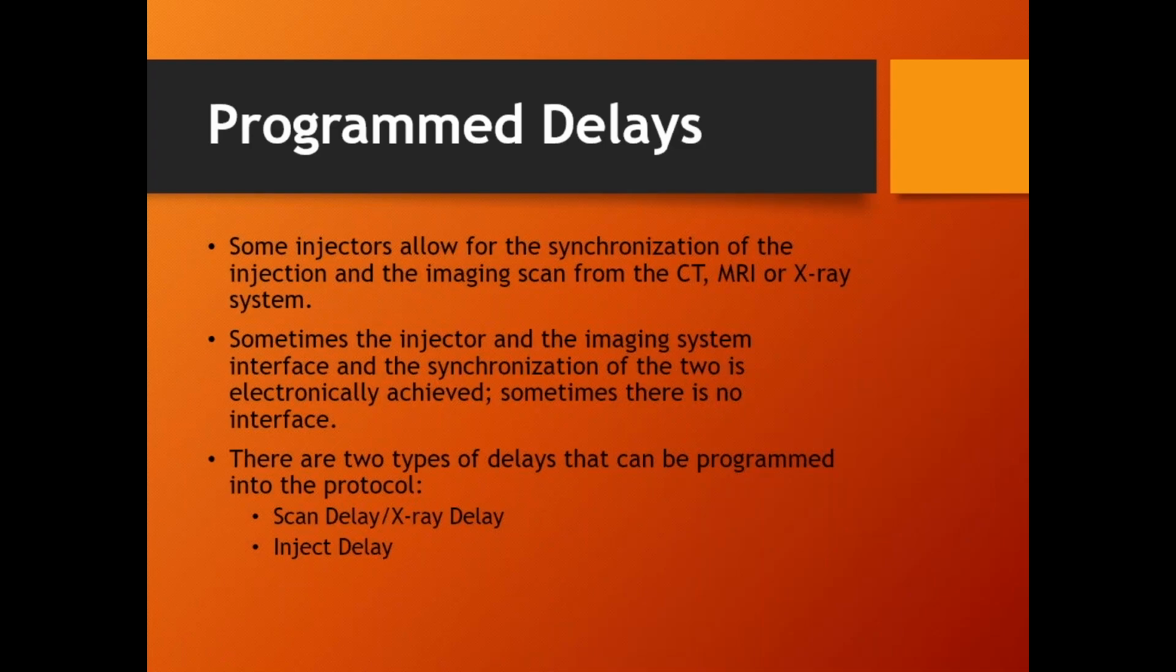It's easier if I program an inject delay. That way I can hit both the exposure switch and the injector switch at the same time. As soon as I hit that, the imaging system goes, and then the system will count down 3 seconds more accurately than my 3 Mississippis, and then take off on its own. So that's the advantage of an inject delay or an imaging scan or X-ray delay.